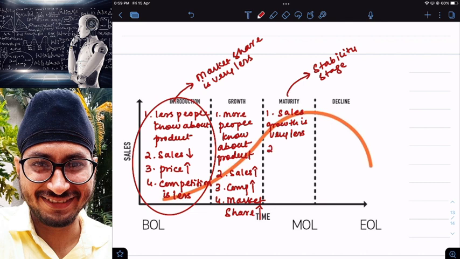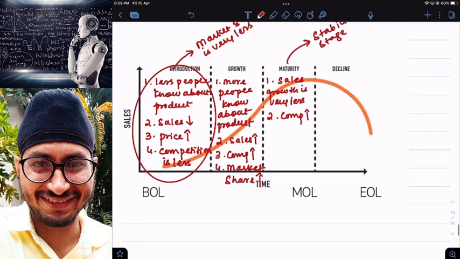Because of this, competition will be very high. Why is competition very high? Because lots of options are available to customers. Since competition is high and many competitors are there, very few people are buying my products. That is why sales will decrease, and because of which profits will decrease.